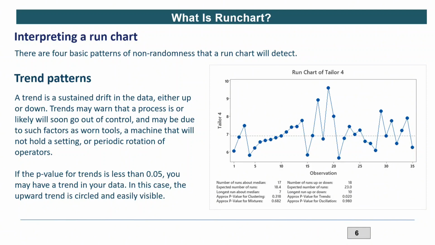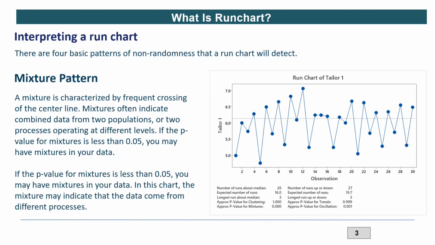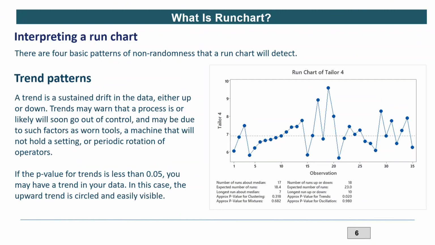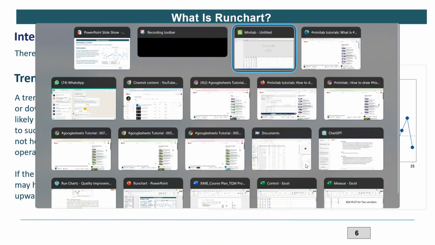The non-random behaviors can be broadly 4 types. The first one that we saw is mixture, the second one that we saw is oscillation, the third one is cluster, and the fourth one is trend. So now what we will do is, we'll get into Minitab.